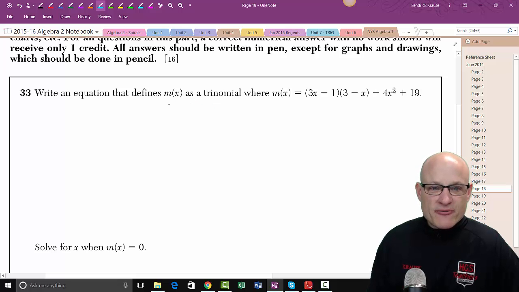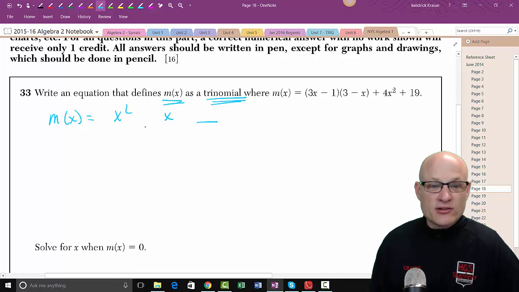So we want to define m of x as a trinomial. So when you're done, you should have m of x equals something x squared, something x, and then a constant. Okay? A trinomial. So that's what we want to end up with. So let's see how we're going to do this.